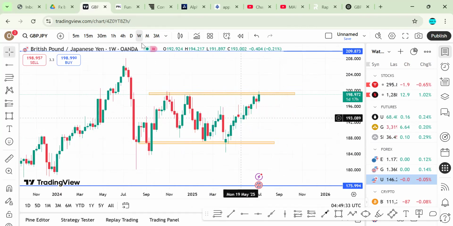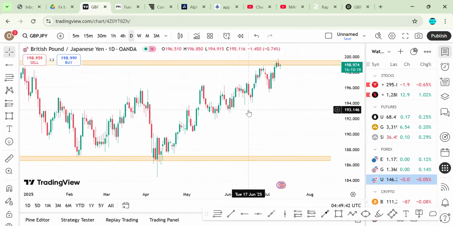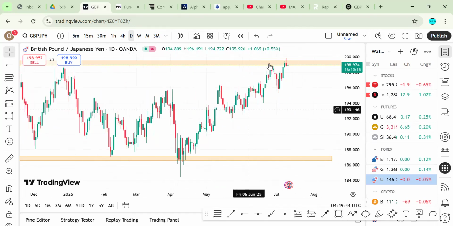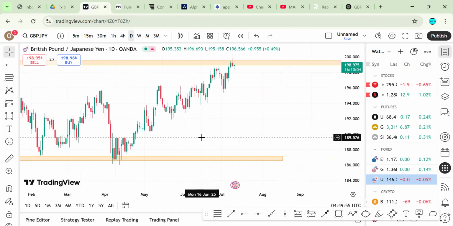So what I'll do next is go to the daily time frame to see how the market reacts to GBPJPY at this resistance zone. What will be my take on this market?